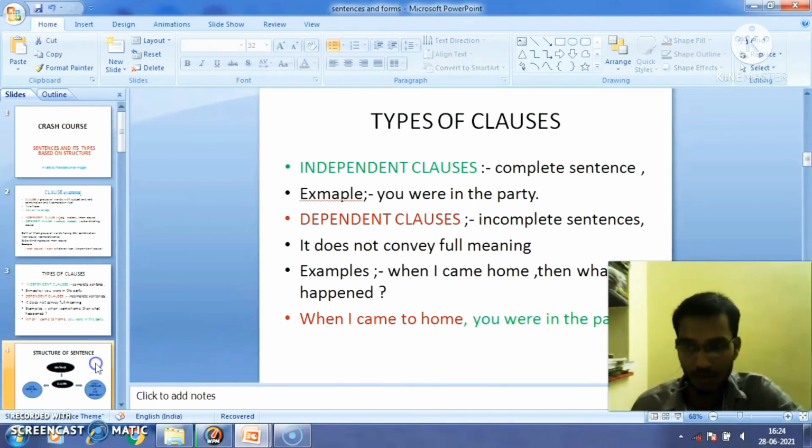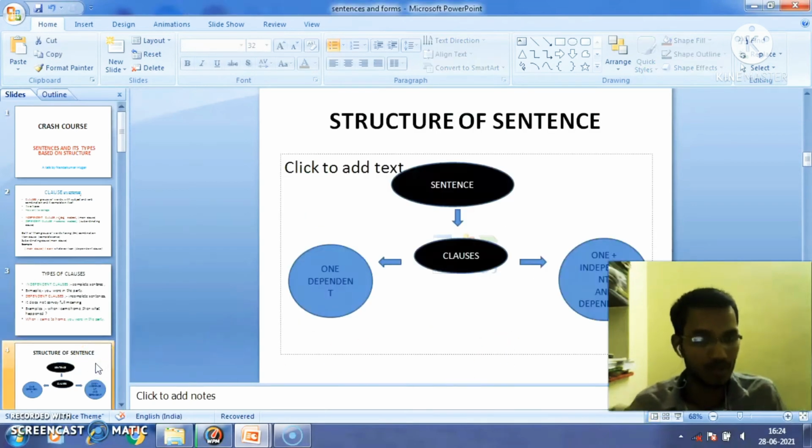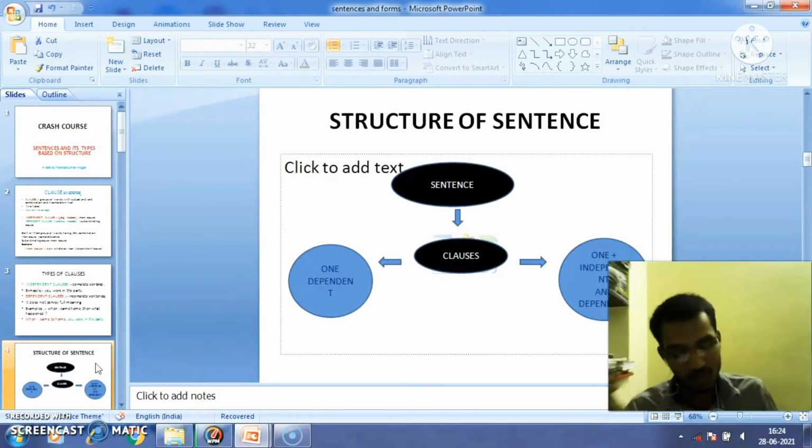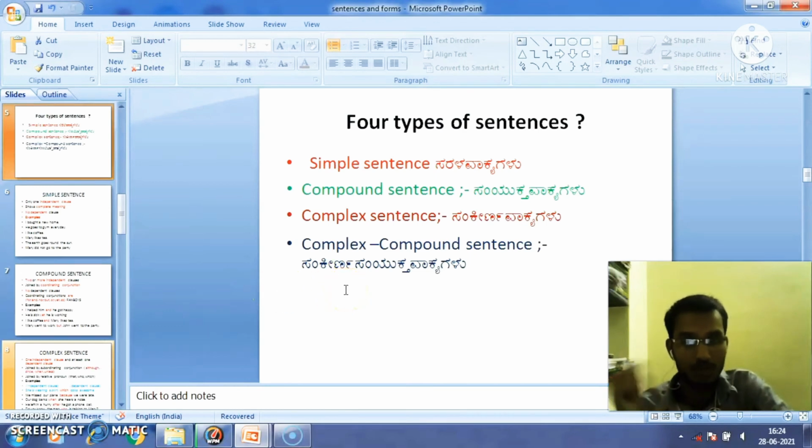Let us look at what the structure of a sentence is. A sentence is made up of clauses, right? It may be one clause, it may be two clauses, it may be a dependent clause, it may be an independent clause, whatever. Based on this concept, we have divided sentences into four types: simple sentence, compound sentence, complex sentence, and compound-complex sentence. We will look at them one by one briefly with examples, then only it will be understood.